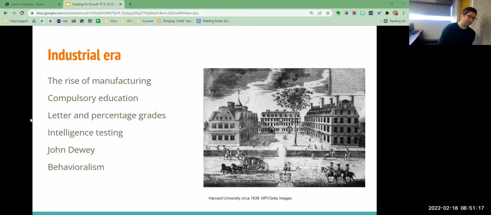And so a lot of our educational systems are set up in a behavioralist way, where we're trying to control their behavior by using grades as a reward or punishment system as well. So that's the rise of the grades in the industrial era.